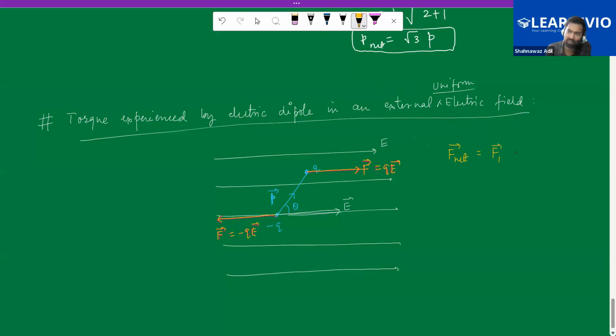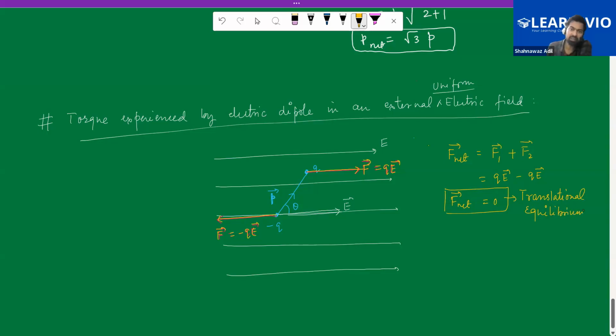The F net would be just the addition of these two. So this is qE and then minus qE. So this is 0. So there would be no translational motion. So this is translational equilibrium, right?